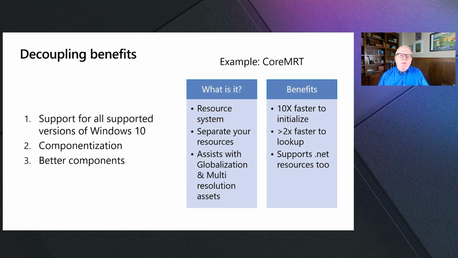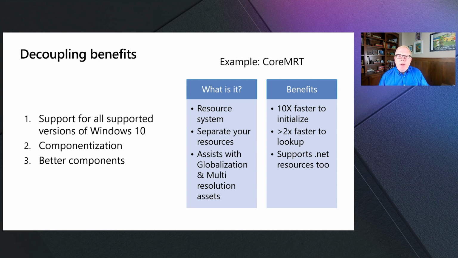Decoupling brings additional benefits since we're taking the opportunity to refactor and optimize our code. Core MRT is a great example of this. It brings MRT to all your Windows apps. Today it's in GitHub and you can use it in WinUI, but you'll be able to use it in any app, no matter how you built it. It's so cool to have an efficient, simple way to separate out your resources from your app, be that for localization, different resolution assets, or just non-code assets.